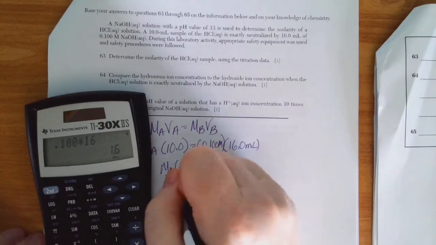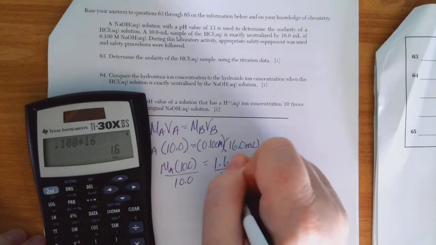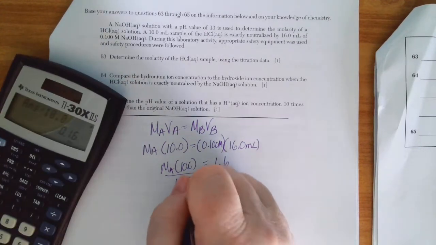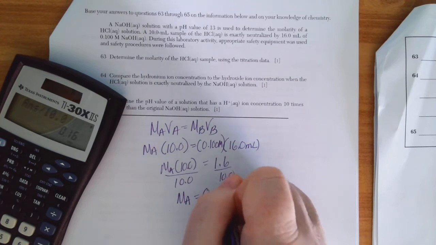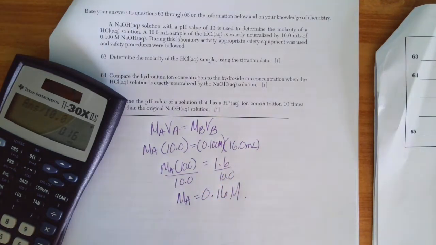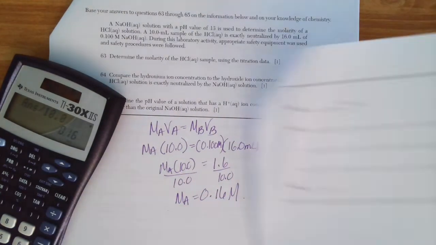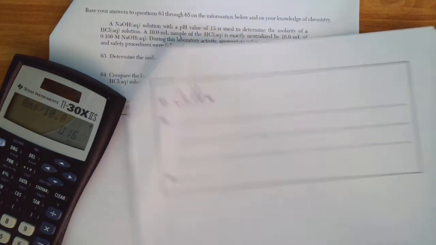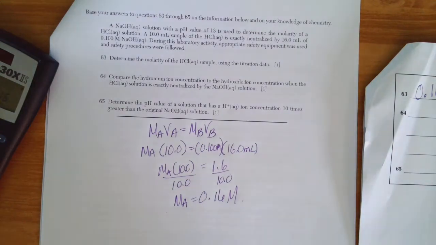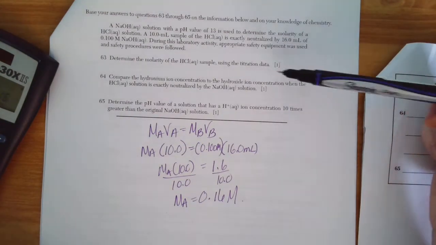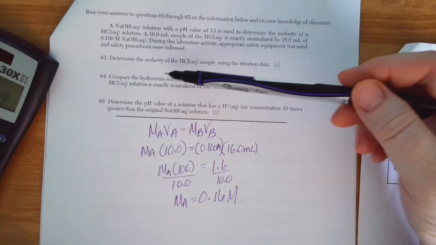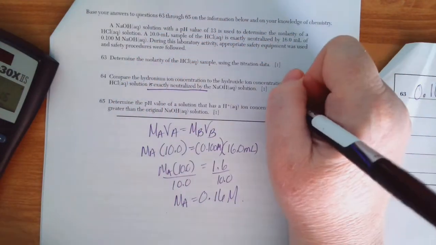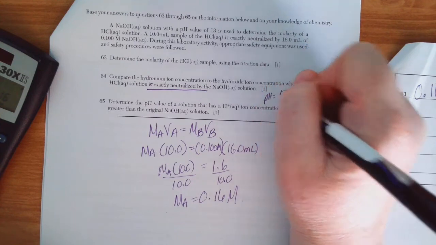Divide both sides by 10.0. MA equals 0.16 molar. Okay? 0.16 molar. Compare the hydronium ion concentration to the hydroxide ion concentration when the HCl solution is exactly neutralized. So when it is exactly neutralized, the pH is 7.